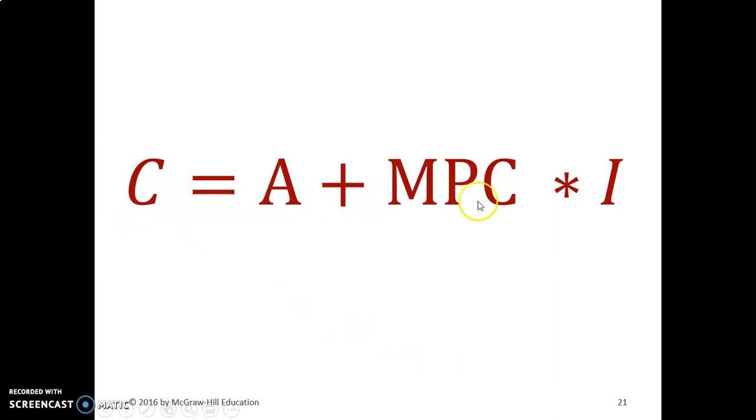So this equation right here is one version of what's known as an aggregate expenditures equation. I usually do AE equals C naught, C with a sub-zero there, plus MPC times Y. Because Y is income, I put the Y in for income instead of an I, and I put AE instead of C. But just to relate it to the graph we're using, we're going to go with C equals A for autonomous expenditures plus marginal propensity to consume times income.